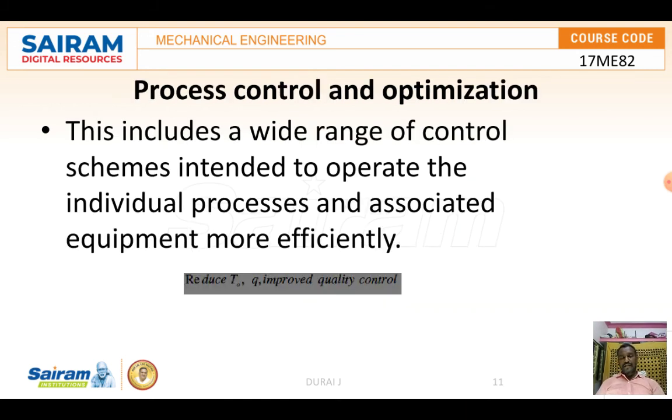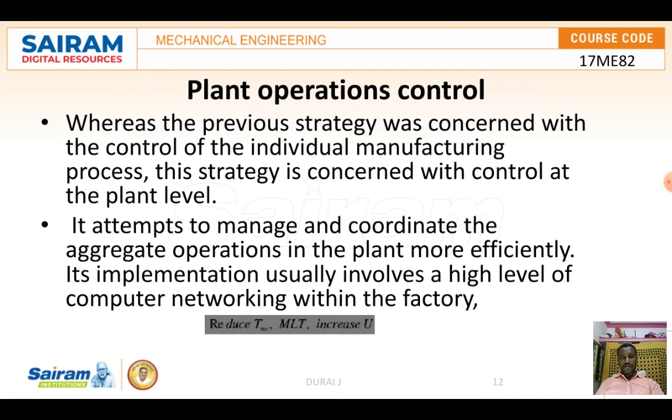And the next thing is process control and optimization. It includes a wide range of control schemes intended to operate the individual processes and associated equipment more efficiently. So it controls the process, and the equipment performs efficiently. For that purpose it is used. It reduces the operational time and improves quality control.